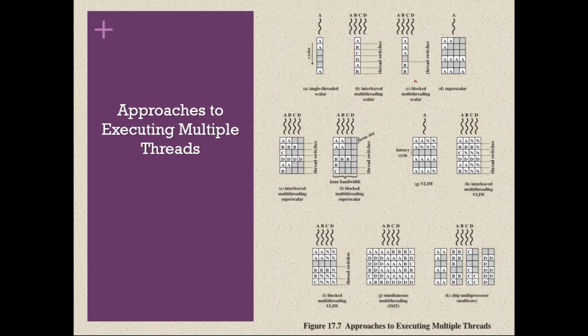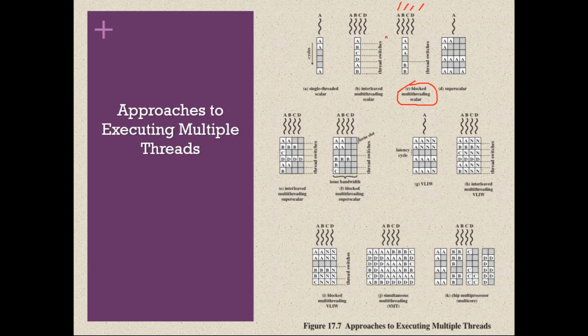Next is blocked multi-threading scalar. Now also we have scalar. Scalar means one processor. This is interleaved, this is blocked. Now also we have 4 threads A, B, C and D. As long as a particular thread does not enter into a wait state, that thread will keep executing. The moment it enters into the wait state, the control will be switched to another thread.